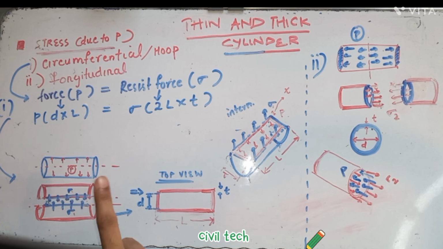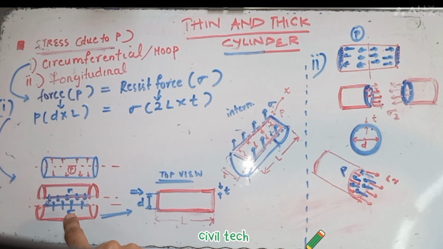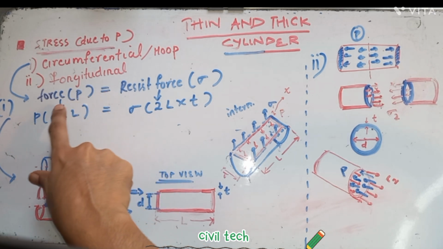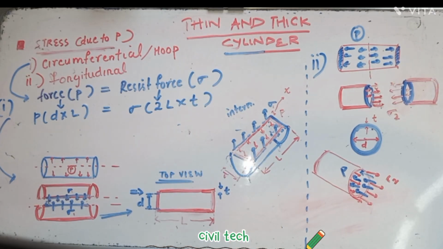Now we'll see the force due to this fluid pressure. Due to fluid pressure there is a force, and when that exceeds the resistance force due to hoop stress or circumferential stress, the cylinder will burst like this. So for the limiting case, we take the force due to P equal to the resistance force due to sigma 1.